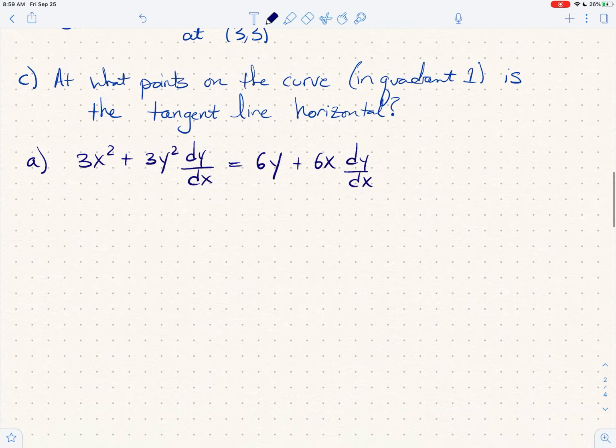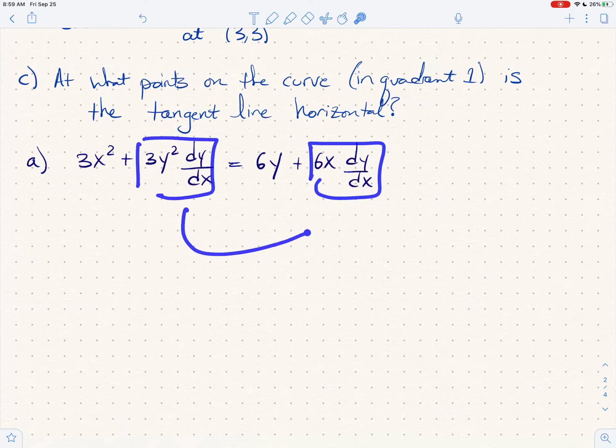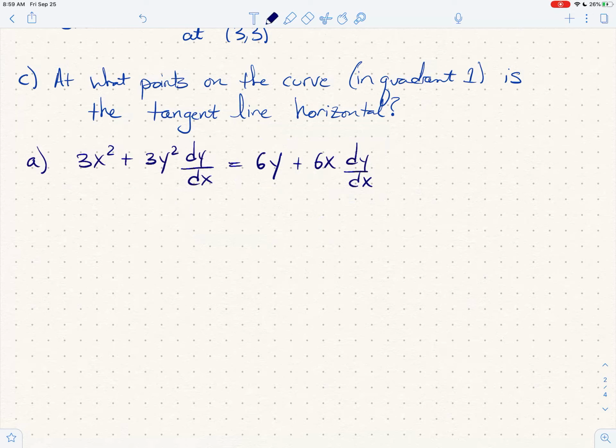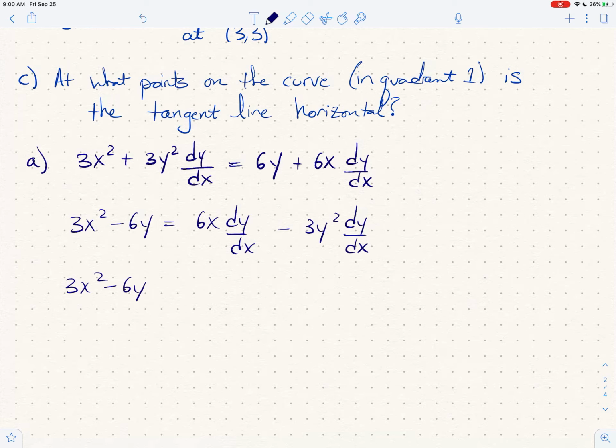And now you have to algebraically solve for dy dx just like before. So I'm going to group all the terms that have a dy dx in them together, and then move all the terms that don't have a dy dx over on the other side. I'm going to end up with something like this: 3x squared minus 6y equals 6x dy dx minus 3y squared dy dx. Now I'm going to factor the dy dx out of this side, and so I get 3x squared minus 6y equals 6x minus 3y squared times dy dx.